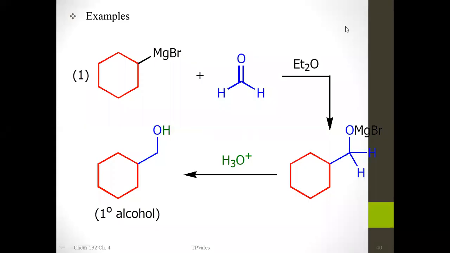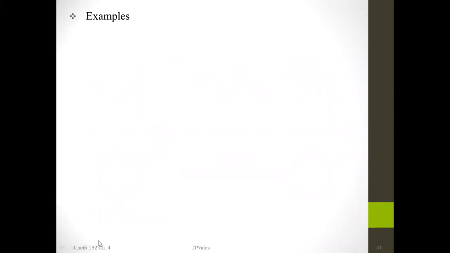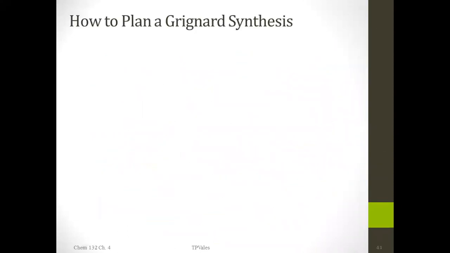So we can have more examples for the reaction of Grignard reagent with our carbonyl compounds, but you can have that in practice. So how do we plan a Grignard synthesis?